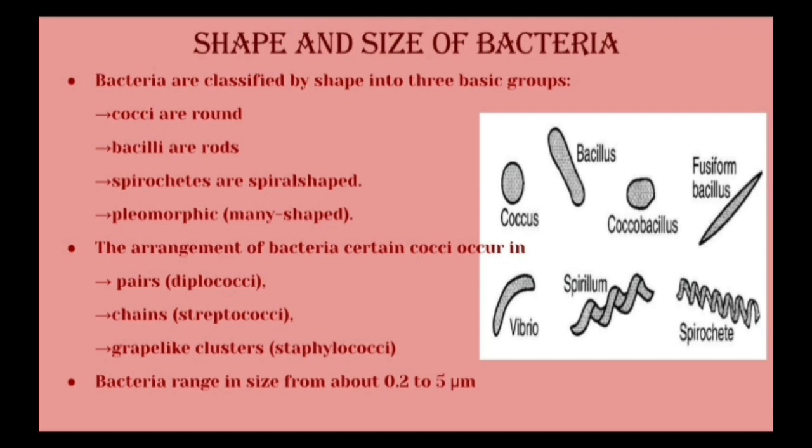The arrangement of bacteria is also an important factor. In cocci, if the bacteria are paired, it is called diplococci. If they are in the form of chains, an example is streptococci, and for grape-like clusters, it is staphylococci. The size range of bacteria is 0.2 to 5 microns.